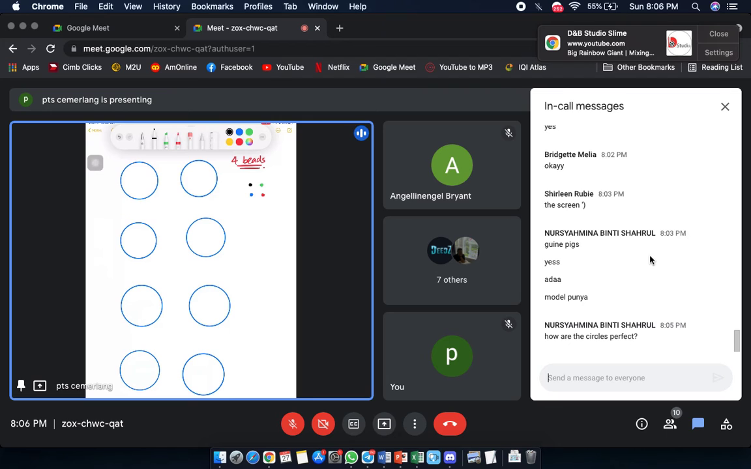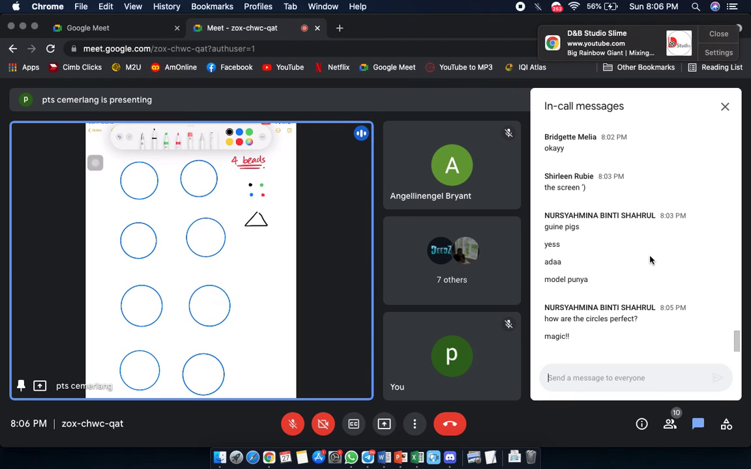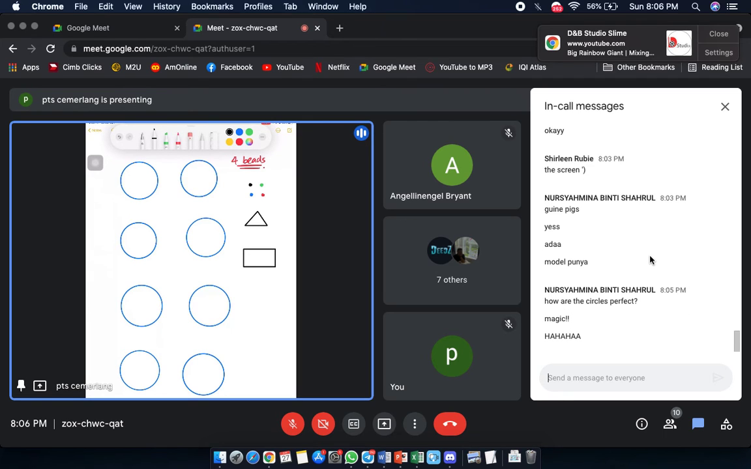Okay, cuba tengok. How are the circles perfect? iPad has a very good dia punya notes, okay. So actually kalau cikgu buat macam ni saja, dia akan jadi circle lah, okay. Kalau cikgu buat triangle, it's gonna be a perfect triangle also, you see perfect triangle. Oh, see that? Nampak tak? Perfect triangle. If I want to draw a rectangle, you see that? Okay, no lah, I'm just kidding lah, okay. So that's the iPad punya magic lah.